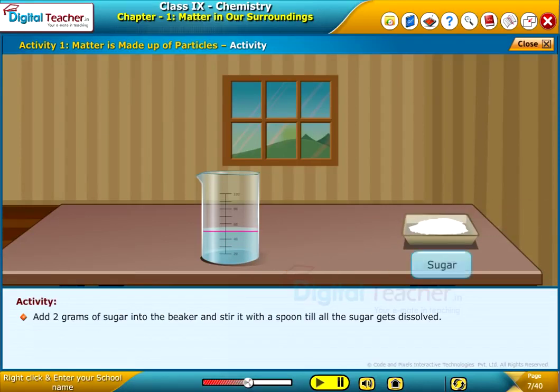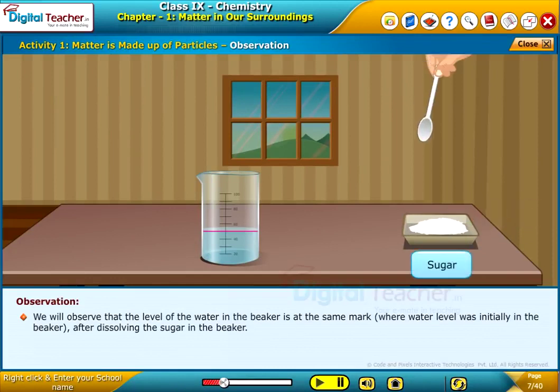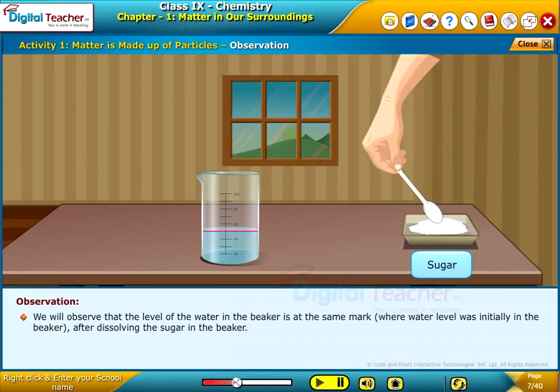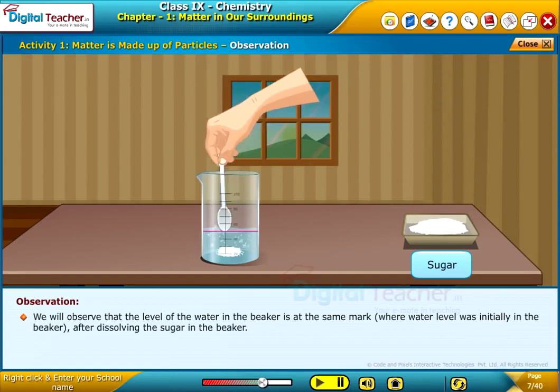Add 2 grams of sugar into the beaker and stir it with a spoon till all the sugar gets dissolved. Observe any changes in water level. We will observe that the level of the water in the beaker is at the same mark, where the water level was initially in the beaker, after dissolving the sugar.